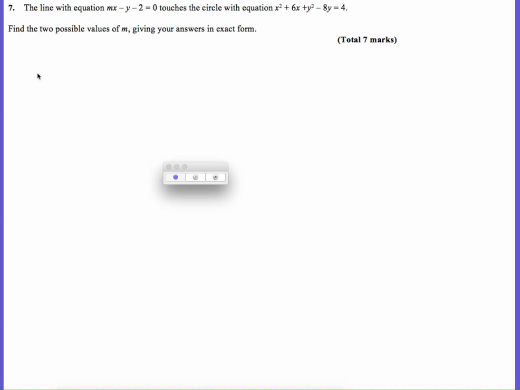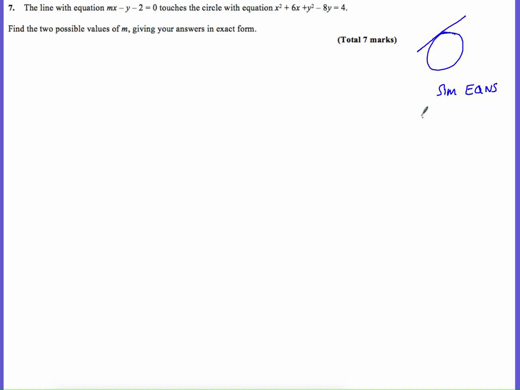Nice question. A line touches a circle, so we've got a circle that is touched by a line. Normally when we're trying to find out where these intersect each other, we'd be doing simultaneous equations. So it's the same thing here.